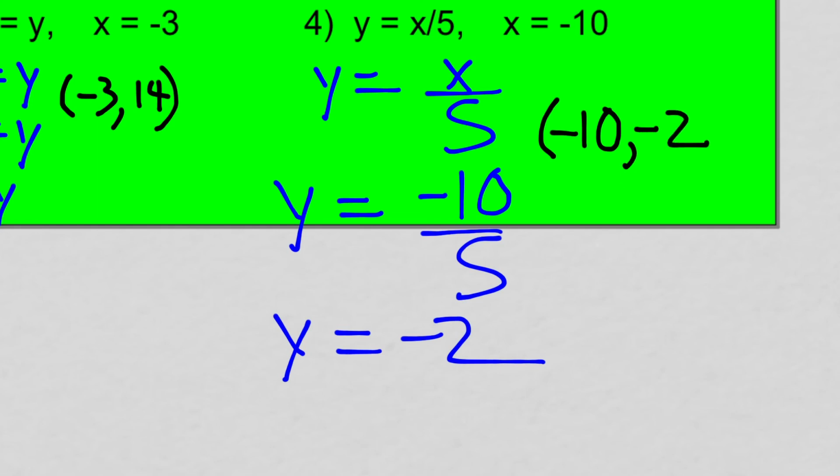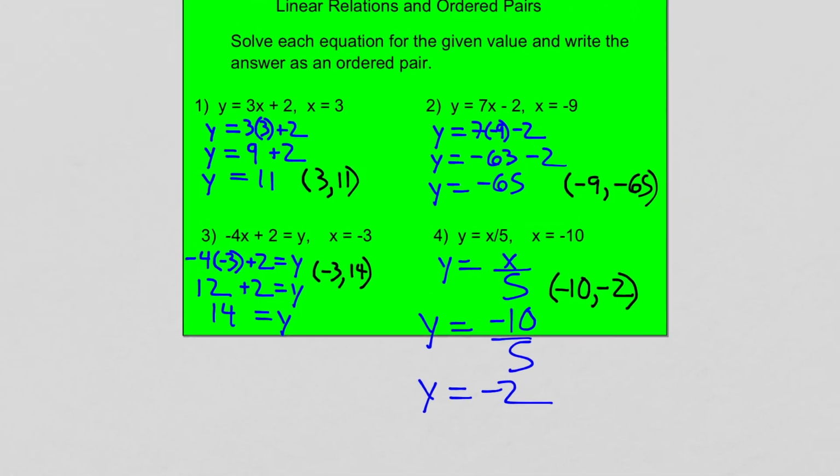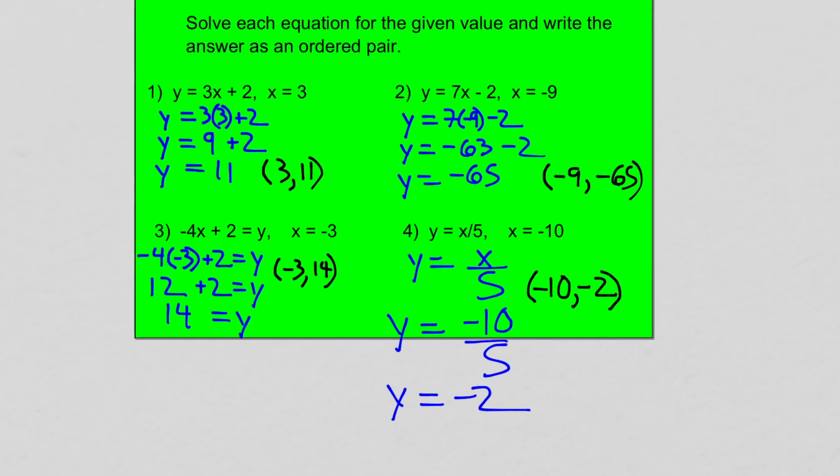So today, all we're going to do is practice using equations and expressions to generate output, to generate a value, basically to find an ordered pair. So that's all we're going to do. We're going to use this idea of solving things by substitution to generate data.